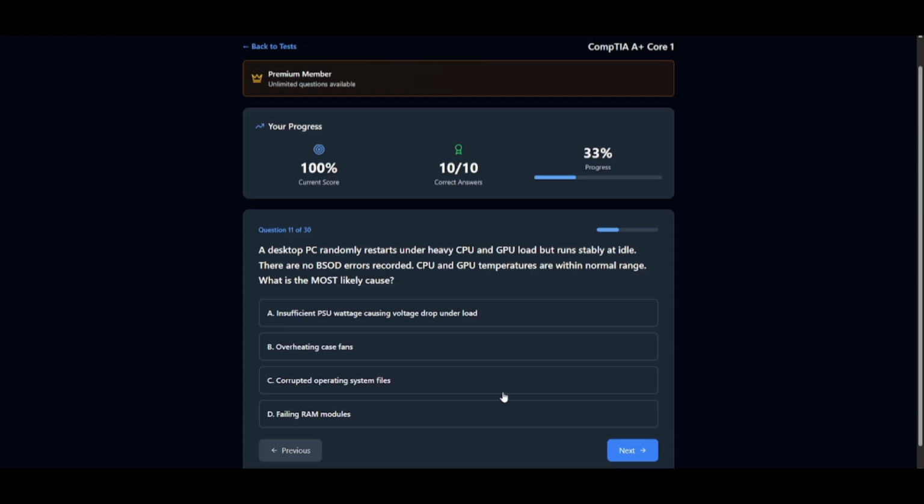And the answer would be A. Insufficient PSU wattage causing voltage drop under load. When there's a high demand for power within the system and the PSU cannot keep up, it is possible that a computer will randomly turn off or restart.